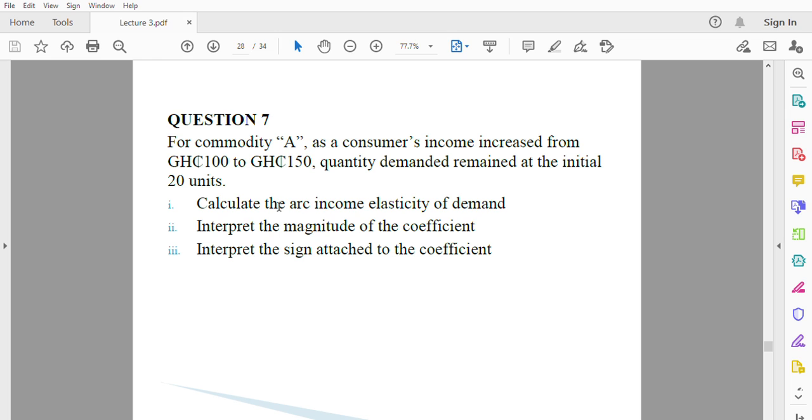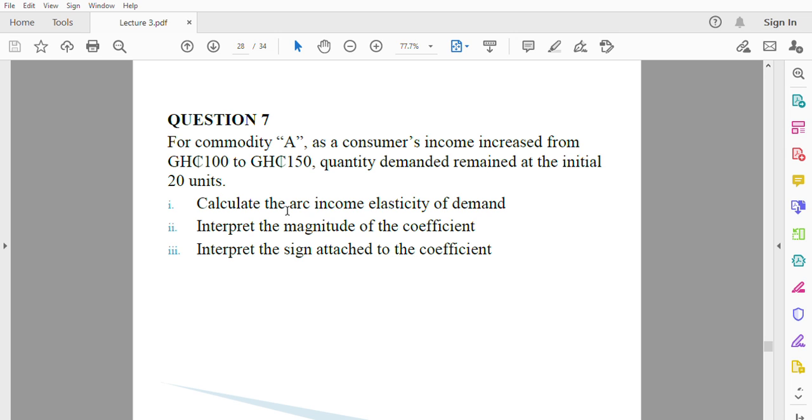There is something interesting about this I would want you to note so that you wouldn't struggle so much with this question. For commodity A, as a consumer's income increased from 100 Ghana cedis to 150 Ghana cedis, quantity demanded remained at the initial 20 units. So what will be Q1? Q1 will be 20. What will be Q2? Quantity demanded remained, so Q2 will also be 20. I just want to give you this clue so that you wouldn't struggle with it.